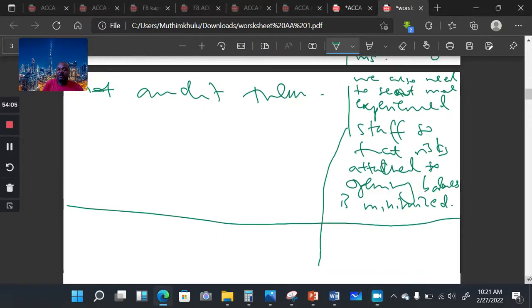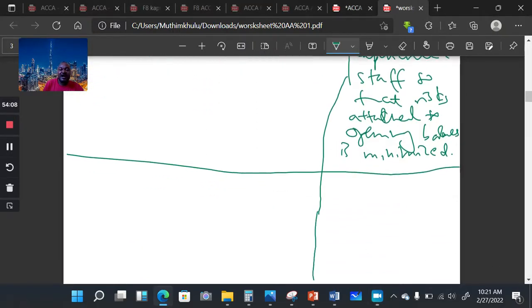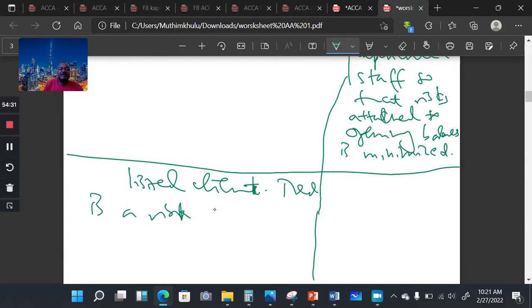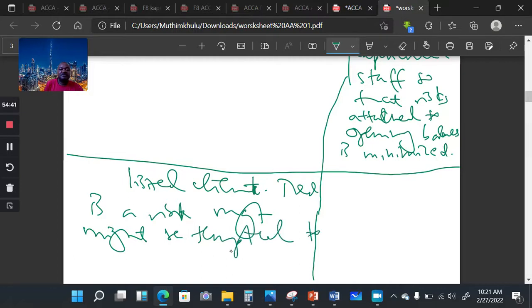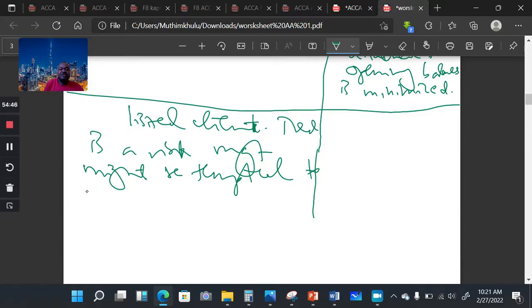All right, let's come up with the risk. These guys are also a listed company. Centipede Co is a listed client, and we know there is an issue with listed clients. There is a risk management might be tempted to manipulate figures, to do what is called creative accounting.